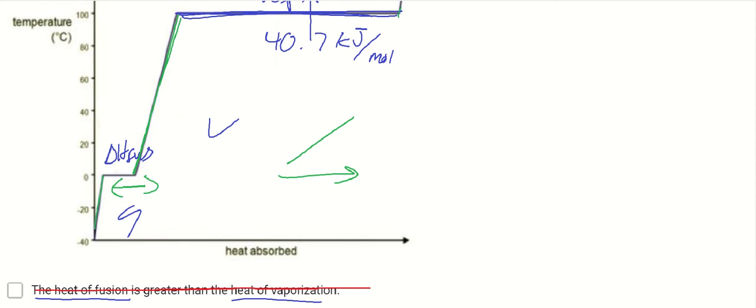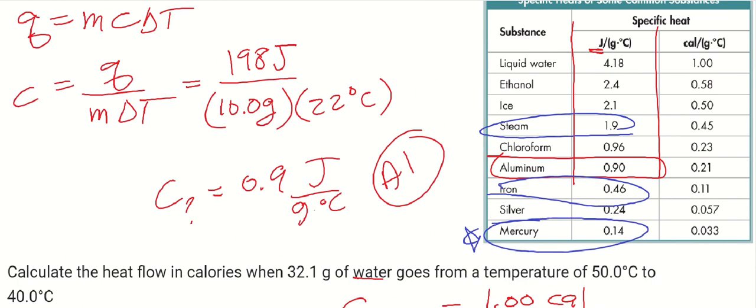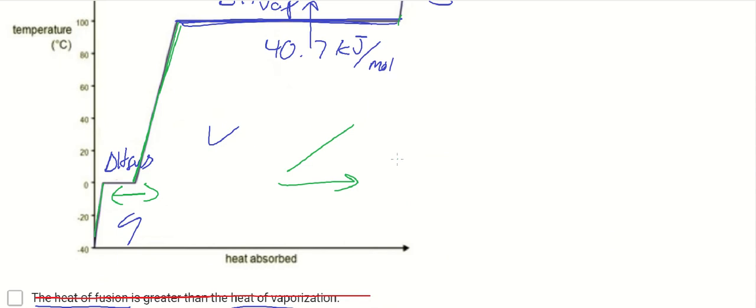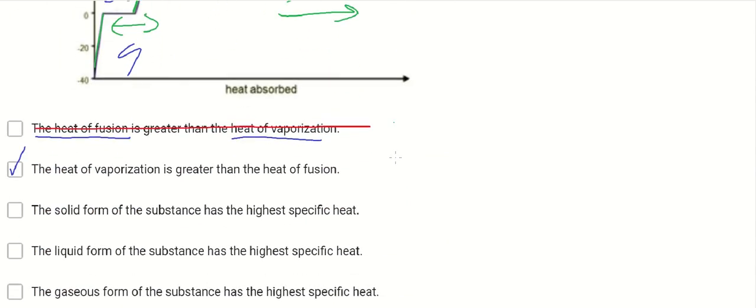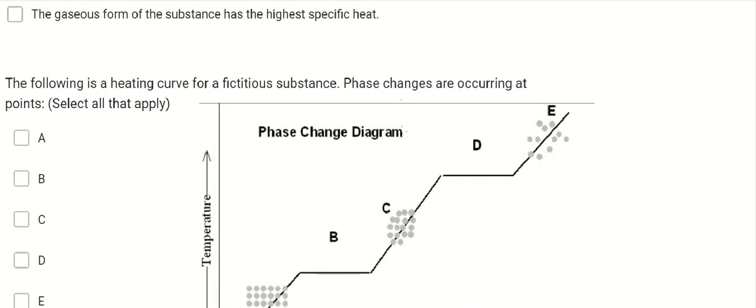And you even had that reference sheet if you wanted to. You don't even need that heating curve. You know liquid water has the highest specific heat versus ice or steam. So you could have gotten that answer either using that reference or just interpreting this heating curve, which again we did in class. Gaseous was also a choice, but the liquid has the highest. So those are your two choices for that one.